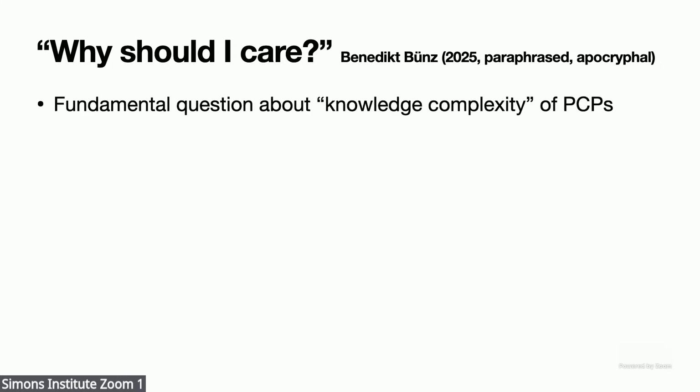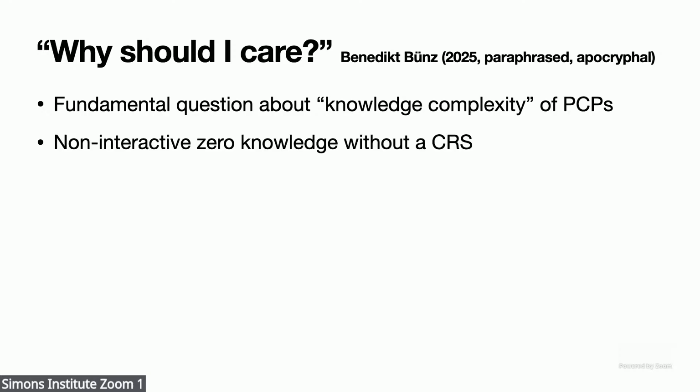The reason we were interested in it is that it feels like quite a fundamental question about the knowledge complexity of PCPs, in the same way that zero knowledge proofs in the usual way are about the knowledge complexity of interactive proofs, right? This is how much knowledge a PCP needs to convey in order to convince you of something. Another way of looking at it is that it's the best you can hope for in non-interactive zero knowledge without a CRS. Because if I don't have a CRS, I need some other way of having simulation, and maybe query bound is a way to do that.